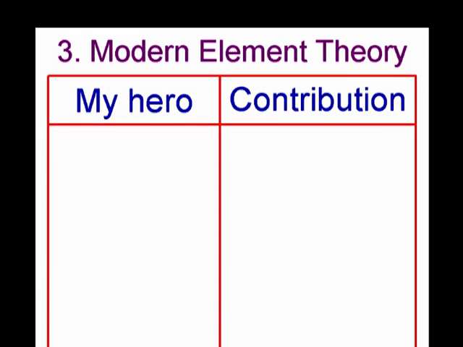Our modern element theory took about 2,000 years to create, and there were many people who made significant contributions. We will visit some of these by creating a table. Draw up two columns. The first will have as a heading, My Hero, and the second, Contribution. Make the table big, the width of your page, and include the heading at the top.